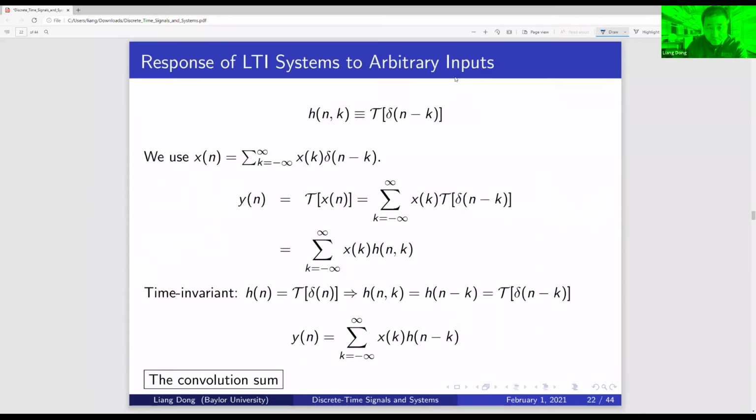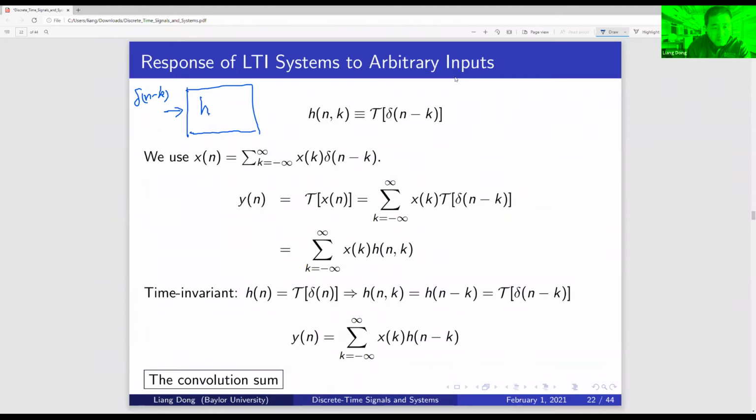Now let's look at the response of the system to an input signal. First, we define the response of a very simple input, which is my delta function. Suppose I have a delta n subtract k. Remember, it's just one spike, right? In time, it's at one particular time, I have a 1 coming.